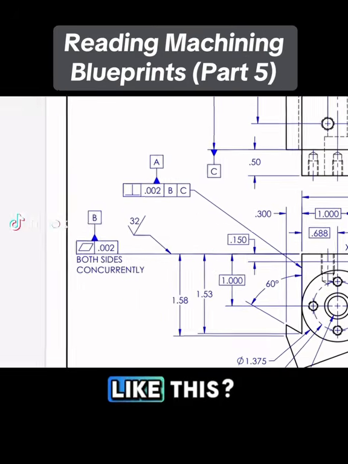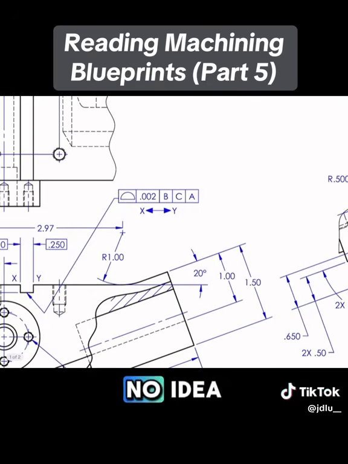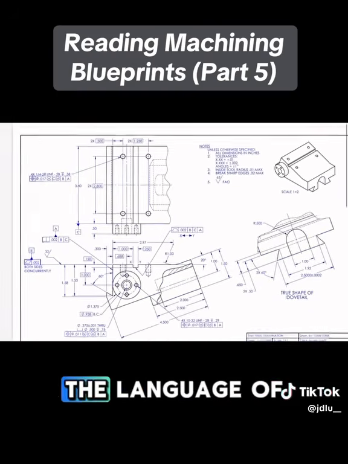Ever seen symbols like this? Like this? Like this? Or this, on a blueprint and had no idea what they meant? Let's talk GD&T, the language of precision.